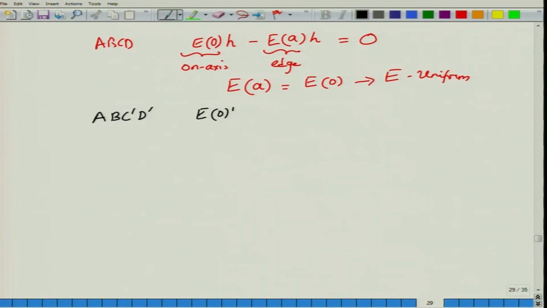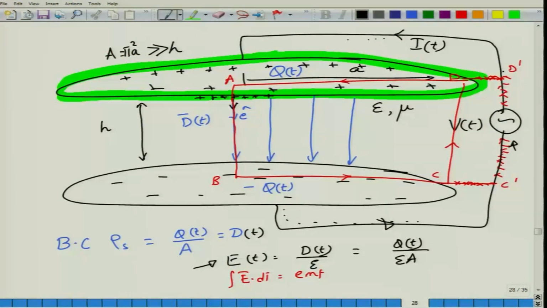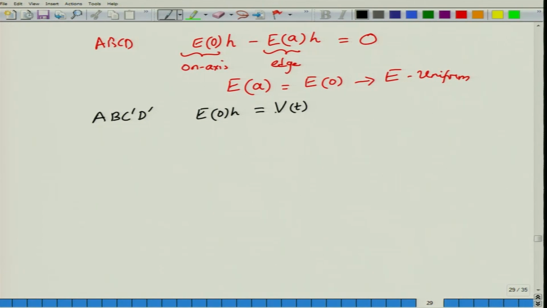Now, if you try the path AB C prime D prime, the corresponding field E of 0 comma h will be equal to V of t, because that is the potential in this picture. As you go from C prime to D prime, you see a potential of V of t that would be equal to the potential on the line AB. So on this loop, this equation allows you to find out what is the on axis field, which would be the same field everywhere throughout, and that would be given by V of t by h.